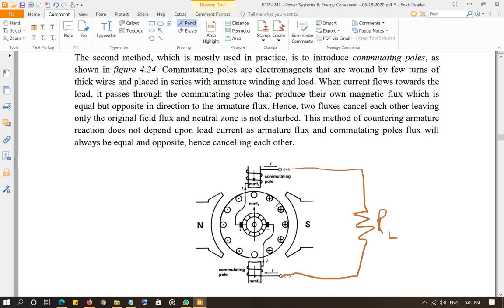As simple as that. So the two fluxes will cancel each other, and the only flux that will be left is due to this magnetic field, the field magnet. Hence the total flux is still going to be the field flux. The armature flux will be cancelled out by the flux produced by the commutating pole, and you don't have any shift in the neutral zone, and hence you don't have any of the problems associated with armature reaction. So this is the way that practically we fix armature reaction.